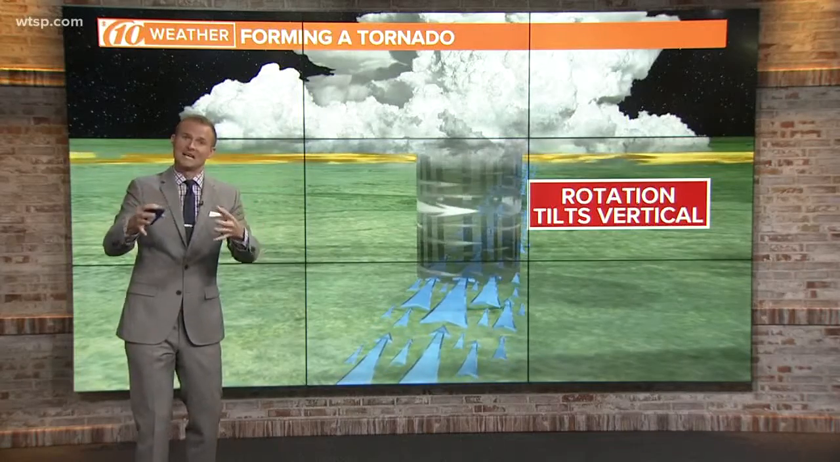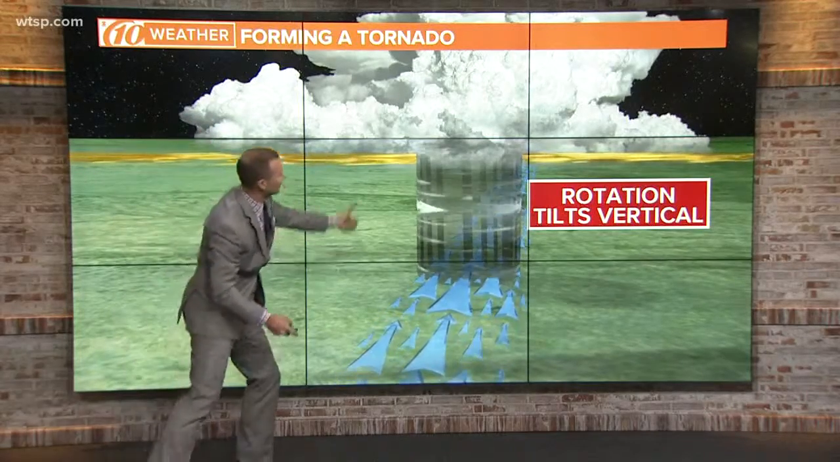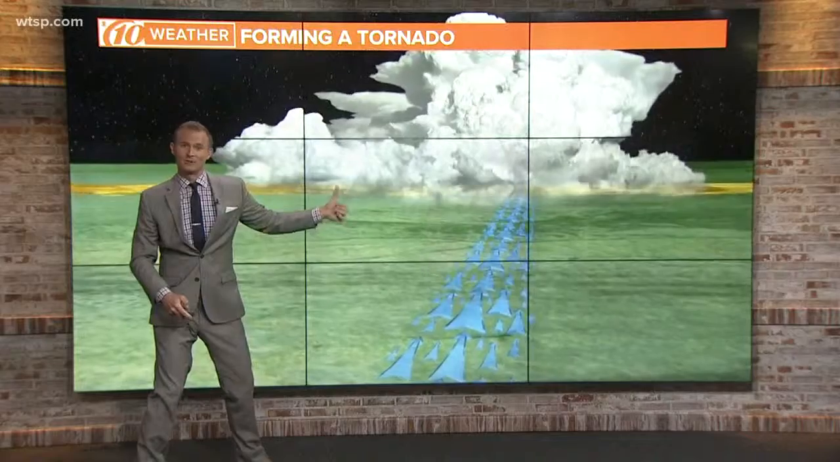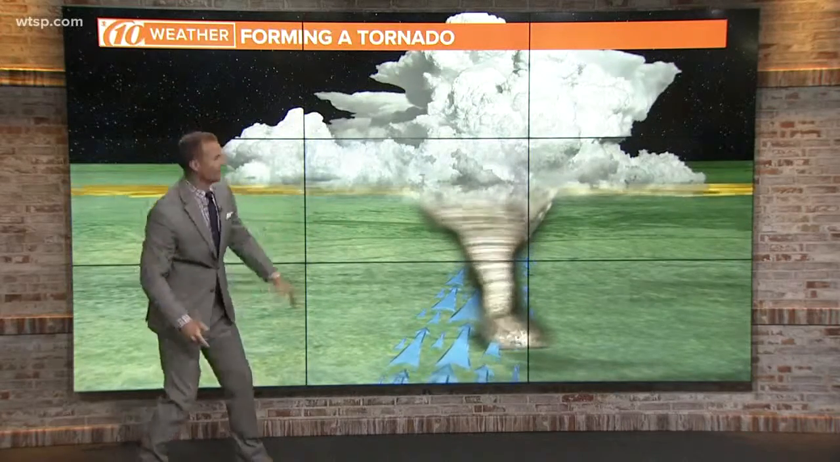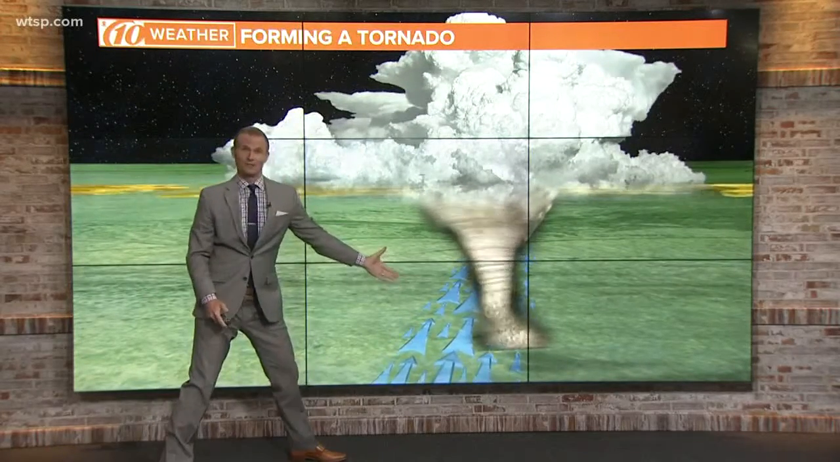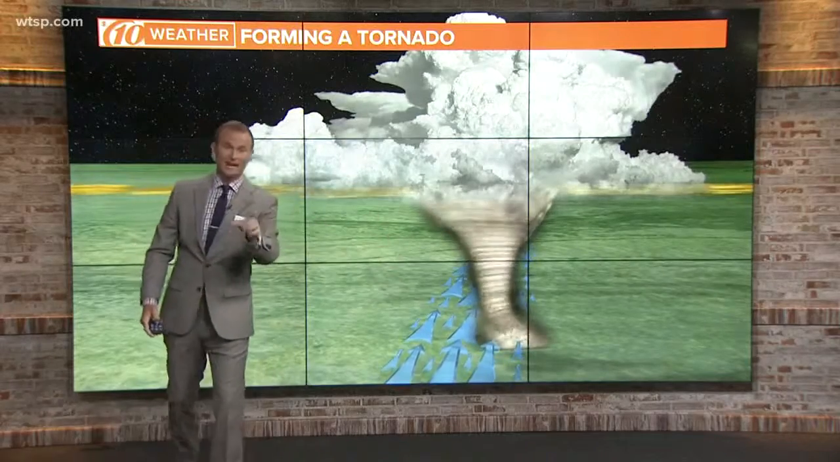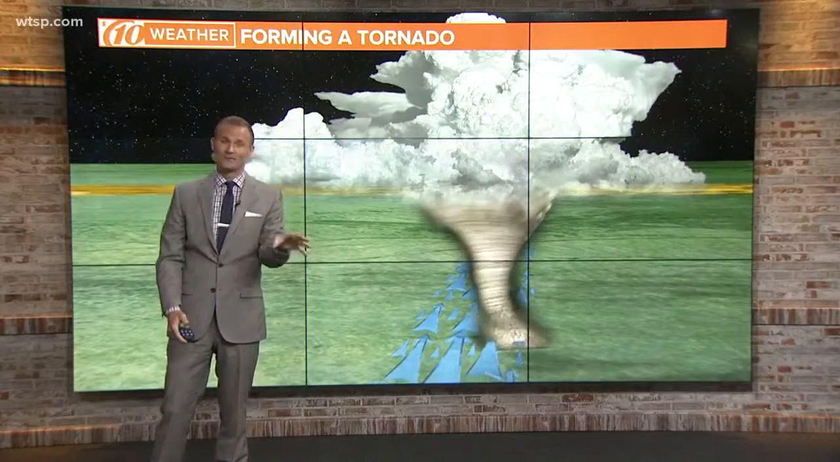The question is, does that horizontal rotation that's now been tilted vertically turn into a tornado? Maybe a funnel cloud, maybe a waterspout, but sometimes it does turn into a tornado, and that's something that is hard to predict, but we can track it and we can give you an idea of when that threat is possible.